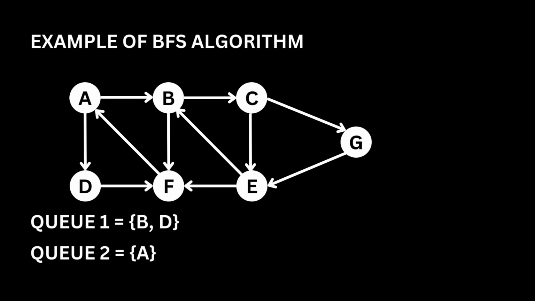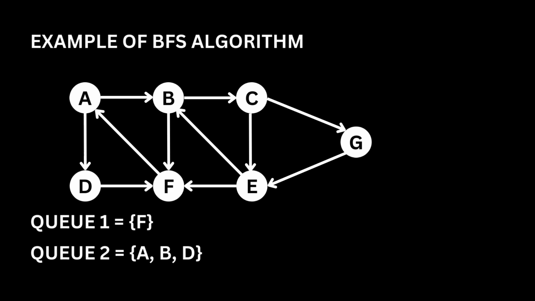Insert all neighbor nodes of node A to Q1. Step 3. Now delete node B from Q1 and add it into Q2. Insert all neighbor nodes of node B to Q1. Step 4. Now delete the node D from Q1 and add it into Q2. Insert all neighbors of node D to Q1. The only neighbor of node D is F. Since it is already inserted, it will not be inserted again.